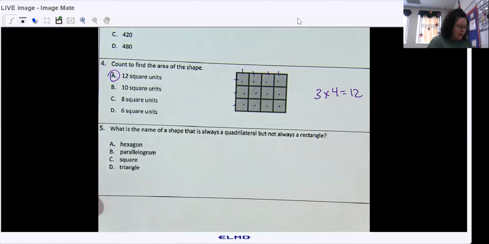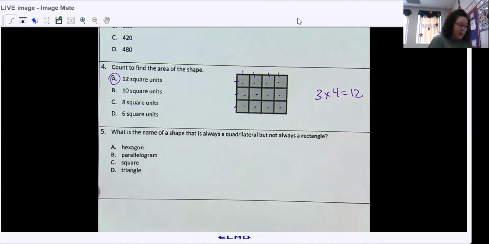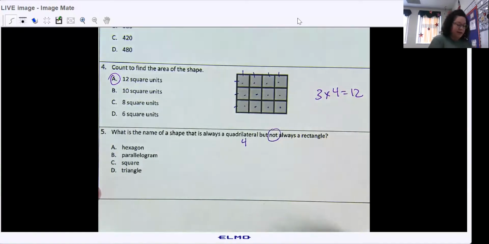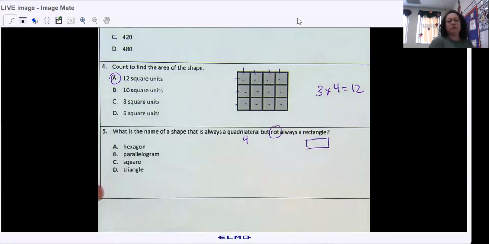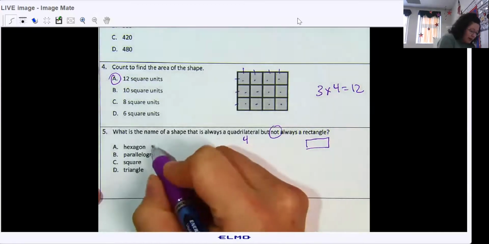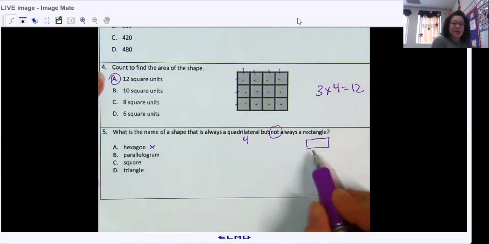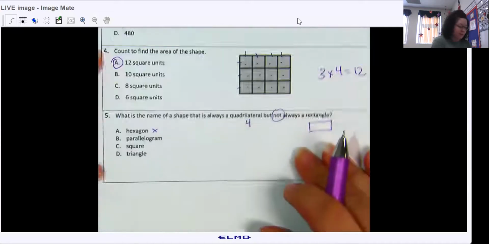What is the name of a shape that is always a quadrilateral? So it always has 4 sides, but not always a rectangle. Hexagon. No, a hexagon has 6. A parallelogram. Does a parallelogram have to be a rectangle? That 2 sides are opposite? No, it doesn't, because we just realized about a rhombus, right?